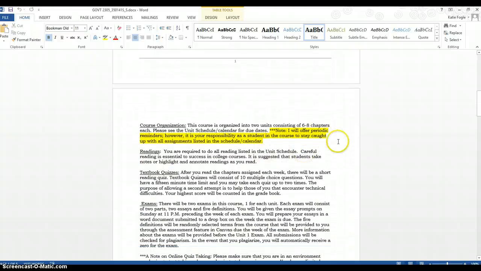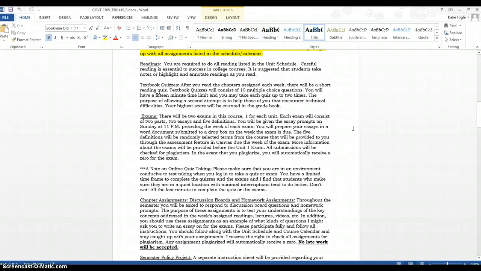As far as the organization, we're going to have 2 units. There'll be 6 to 8 chapters in each. There is a schedule, and you can also use the calendar for due dates. It's important you understand this is an online class. We don't see each other. That means that sometimes you will have things due, and I may or may not pop in to remind you about that. So stay caught up with the schedule, stay on top of the calendar. This should be much easier because we're using Canvas, and Canvas is a little bit easier to access, and it's a little bit easier for you all to kind of integrate with your other systems. So hopefully this won't be a problem.